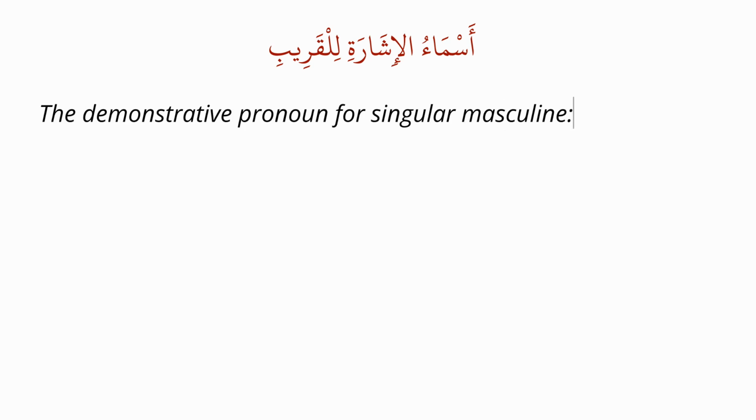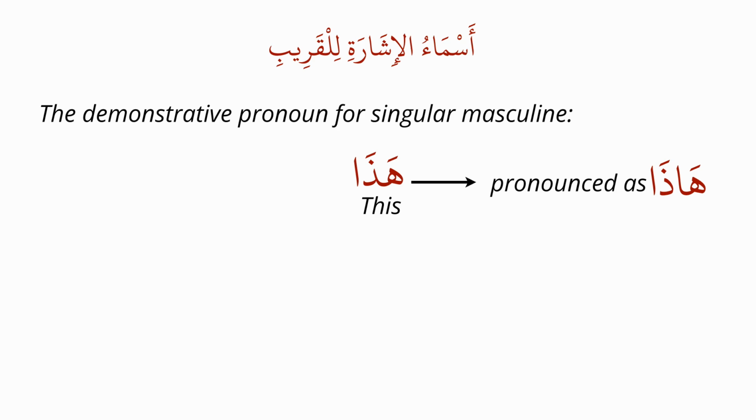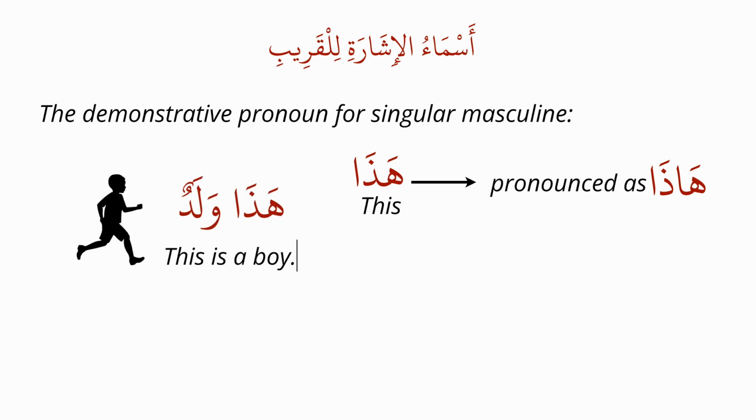Let's start with the demonstrative pronouns for singular masculine, which is هذا, meaning this, which is written the way you see it on the screen and pronounced as هذا. For example, هذا ولد, meaning this is a boy. This is a nominal sentence with هذا as al-mubtada, the subject, and ولد as khabar, the predicate.